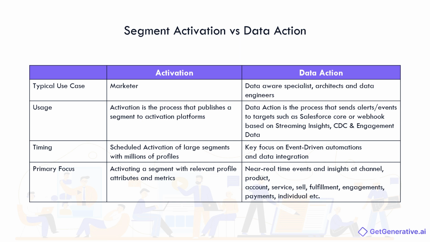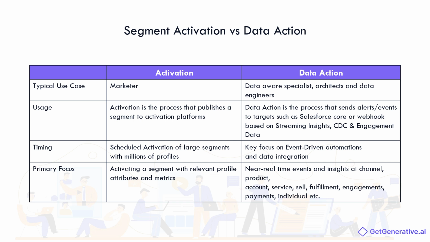Timing scheduled activation for larger segments with millions of profiles. So we can schedule an activation. Activation can run every few hours, I think once or twice a day or more or less, but it can have millions of profiles and send the data out in millions from Data Cloud to an external system.